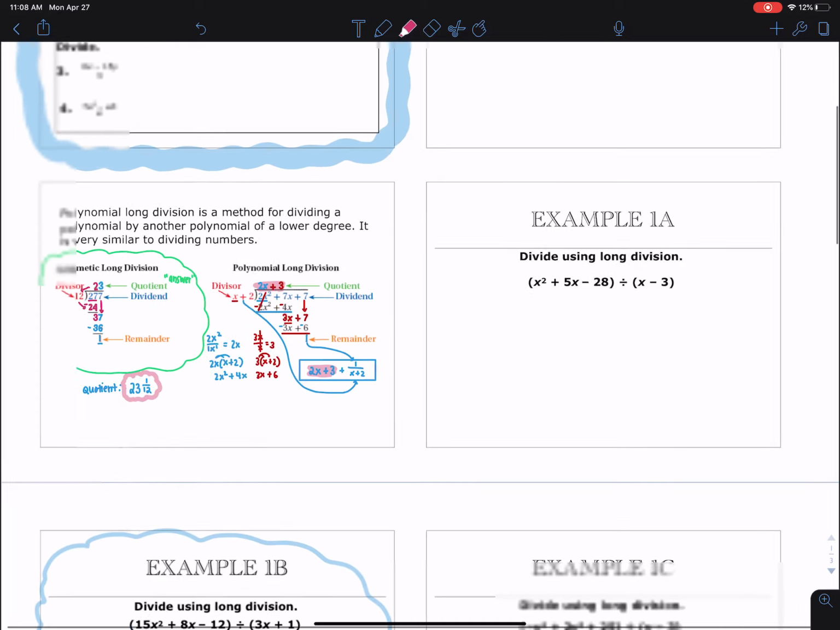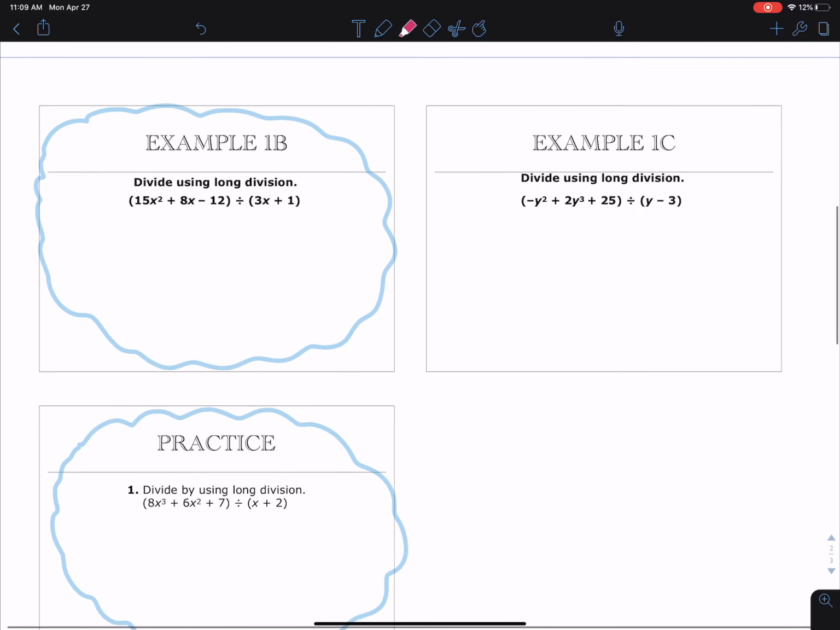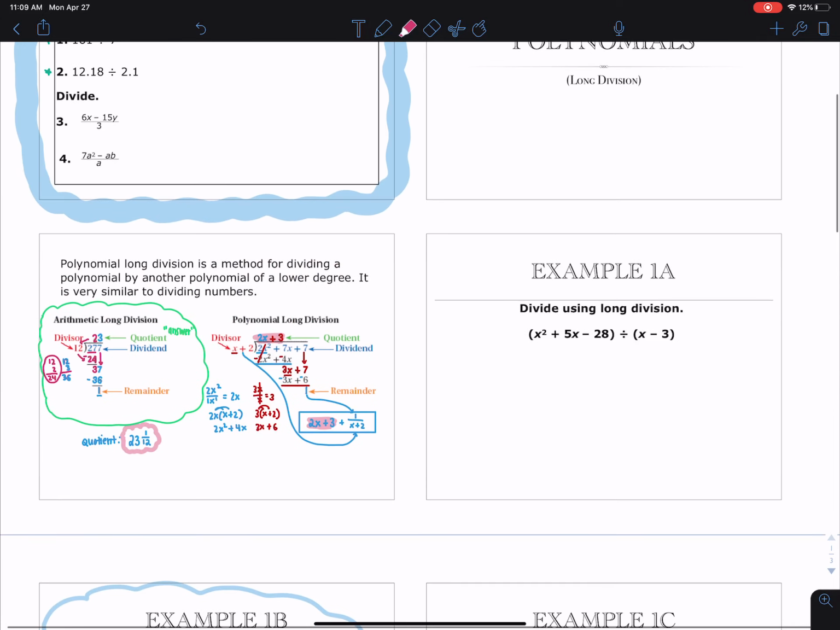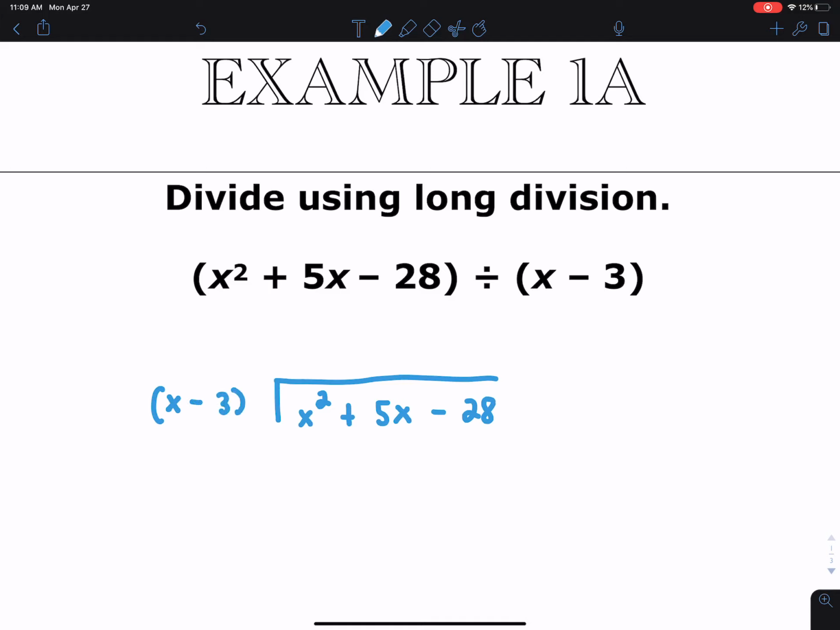Okay, so we'll look at 2 examples, and then you'll have 2 to finish for your notes for today. So our first polynomial goes inside the box, the division box: x squared plus 5x minus 28. And then we are dividing that by x minus 3. And I like to put that in parentheses so that you know that you can't split it up.